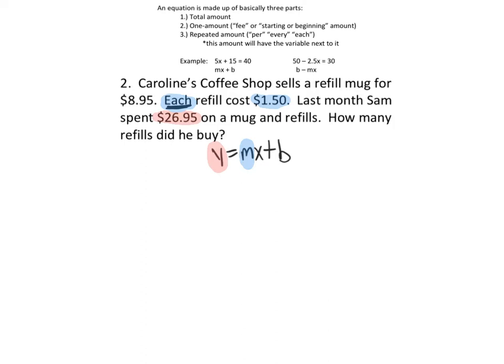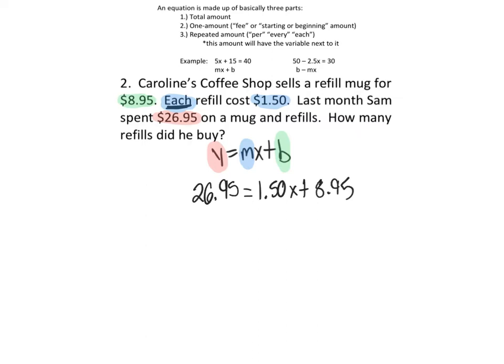And the last one is our one-time fee, the thing that happens just once. And that's her buying the mug. So she has to buy the mug one time, and then the rest of the time she just gets to do a refill. And now we can plug in the numbers that we know. Our total, 26.95 equals 1.50x, that doesn't change, plus $8.95 for our starting.